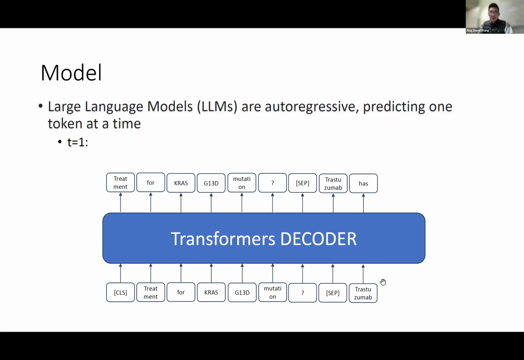Then we get another token, trastuzumab has. And in the next time step, trastuzumab has shown. And then we will get a complete sentence, like trastuzumab has shown clinical efficiency in the phase 3 trial ABC. And this is what a large language model in general will do.